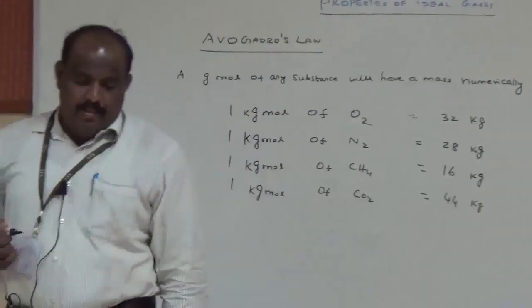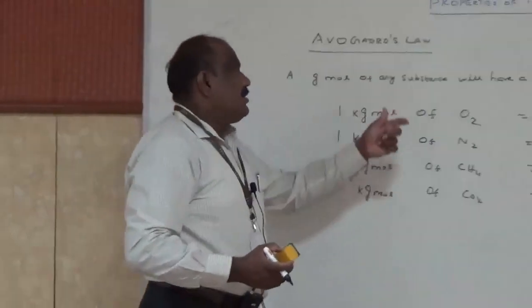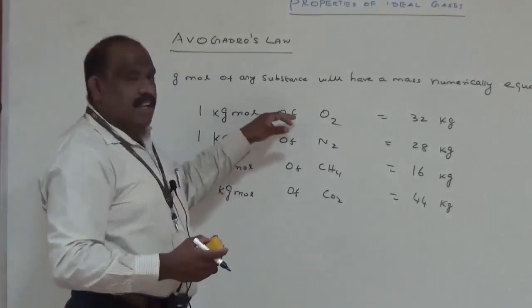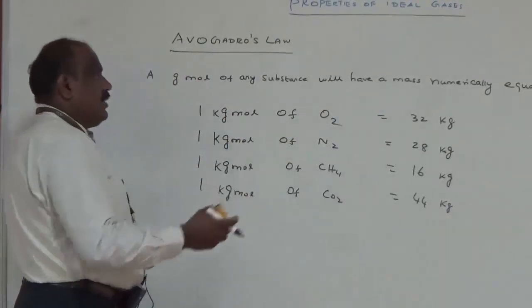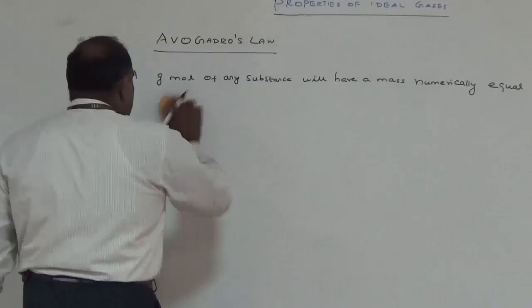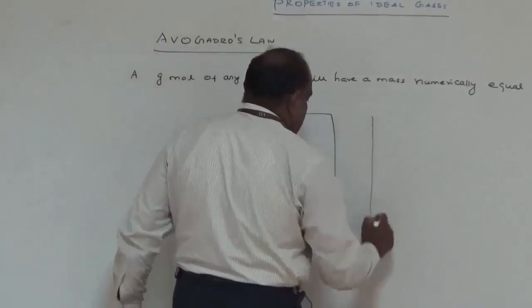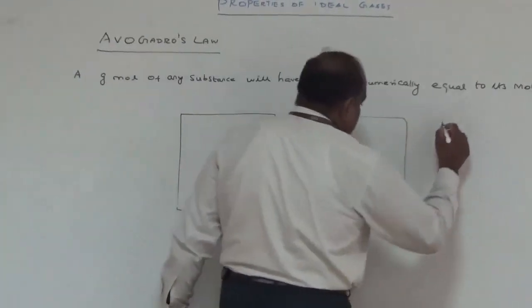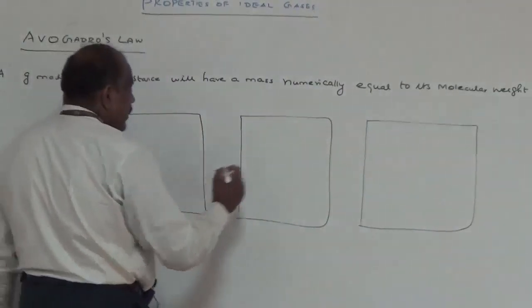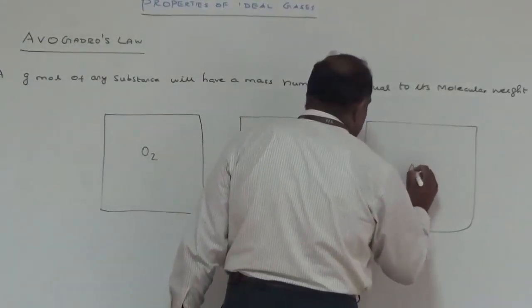So this is the statement which is very important for deriving Avogadro's law. 1 gram mole of any substance will have a mass numerically equal to its molecular weight. I hope now you have got the physical understanding of this statement. Now let us proceed to the real statement of Avogadro's law. Let me take 3 different beakers. Here I am going to put oxygen, here nitrogen, and here air.